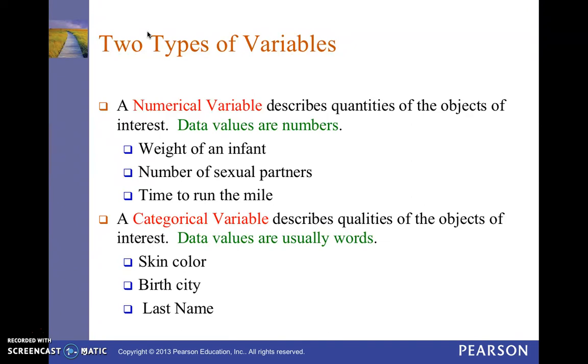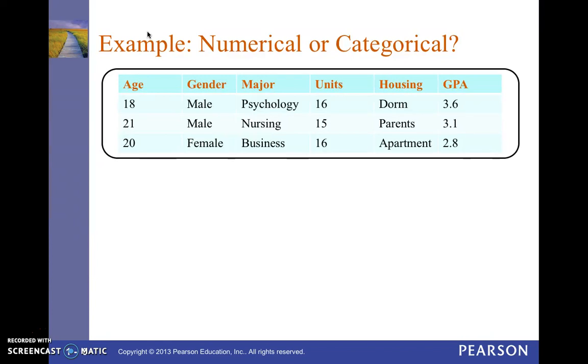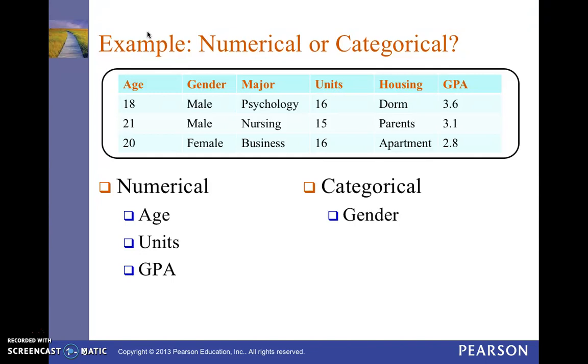So let's consider some examples of numerical and categorical data. If you look at this table, there's a mixture of both numerical and categorical data here. For numerical, we have age, represented as a number. We have the units, or credits, a person has in a particular major, and we have GPA, reflected in a number. But we also have categorical variables, such as gender, male or female. Those are categories.